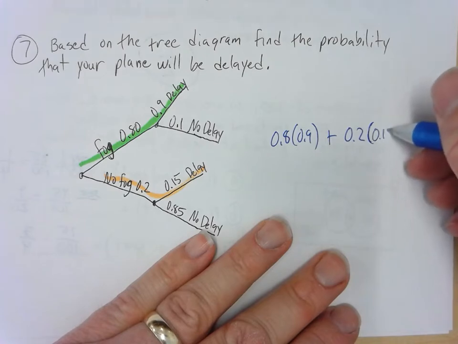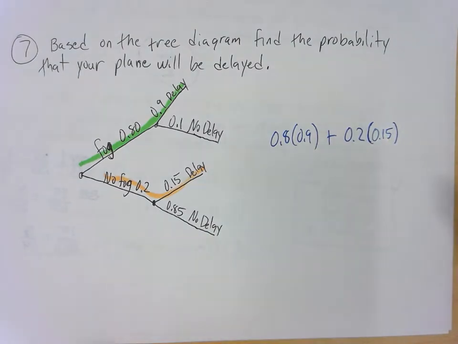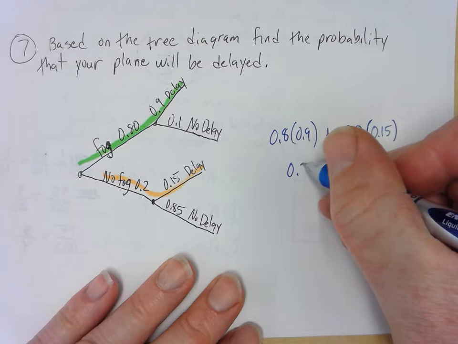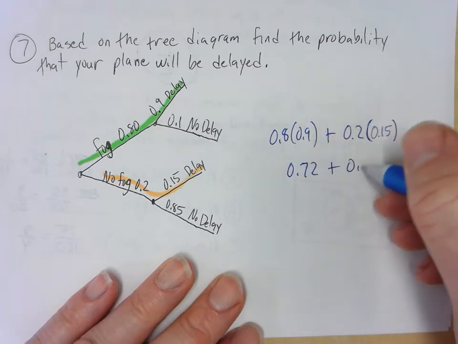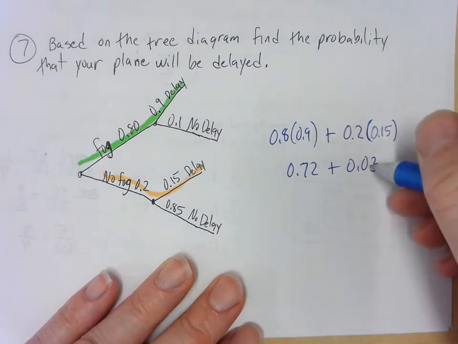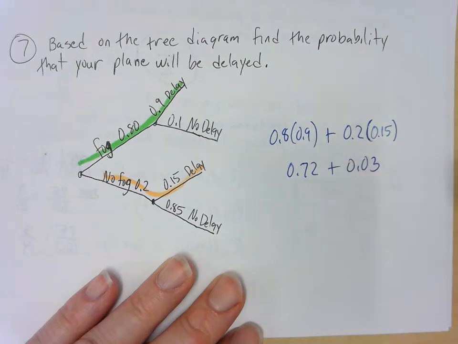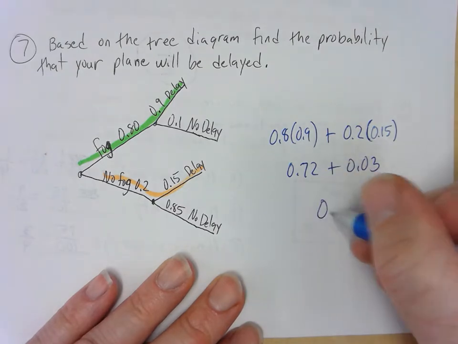So 0.15, and we multiply this all together. 0.72 plus 0.03. If we multiply this times this, we get this. This times this is that. And the answer would be 75%.